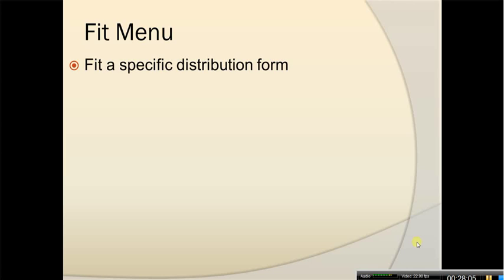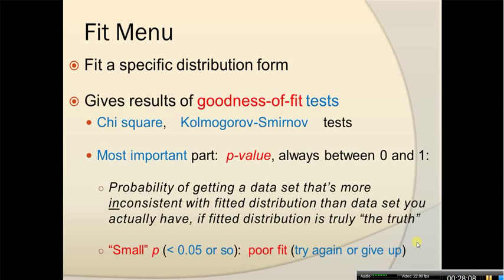So again, the fit menu fits a specific distribution form, and the two tests that you saw are the chi-square test and also the Kolmogorov-Smirnov test. I want to stress again that the most important part of these tests is the p-value. It's always between 0 and 1, and it represents the probability of getting a data set that is more inconsistent with the fitted distribution than the data set that you actually have, if the fitted distribution is truly the truth. And so in that case, a small p-value, which basically is less than 0.05, is a poor fit.